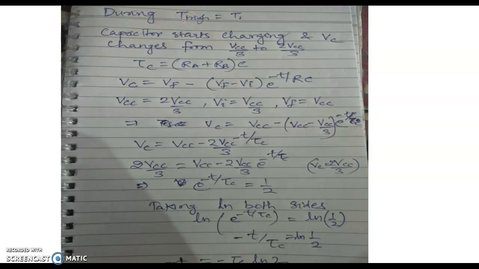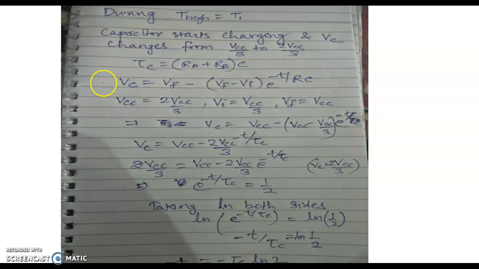and the capacitor voltage changes from VCC by 3 to 2 VCC by 3. Because in the 555 timer there are 3 resistors used, and the voltages at 2 different points are VCC by 3 and 2 VCC by 3 using the voltage divider rule. And the time constant for the charging of the capacitor is tau C equal to RA plus RB into C.